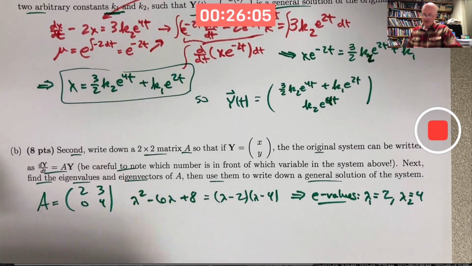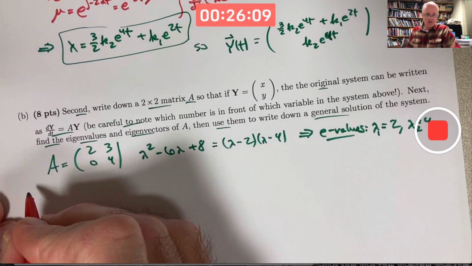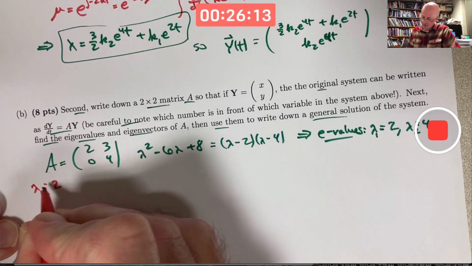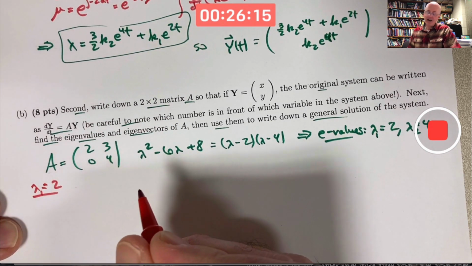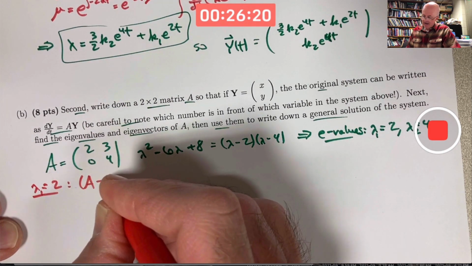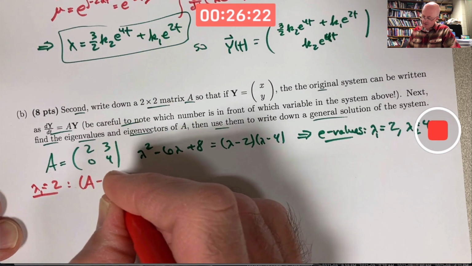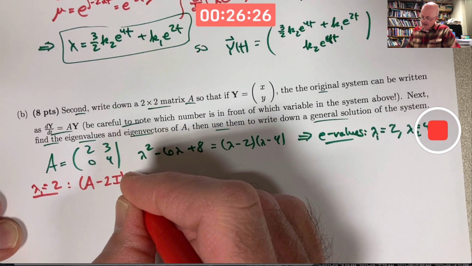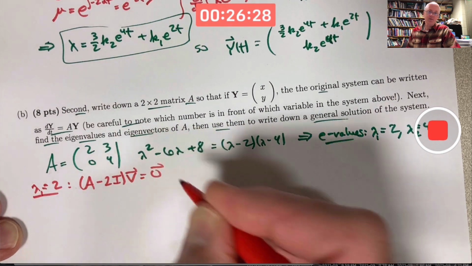What about the corresponding eigenvectors? Didn't give myself a ton of room here, but let's see. For lambda 1 equals 2, how do you find the corresponding eigenvector? You need to solve A minus lambda times I, which in this case is 2 times I, times an arbitrary vector v equals the 0 vector.